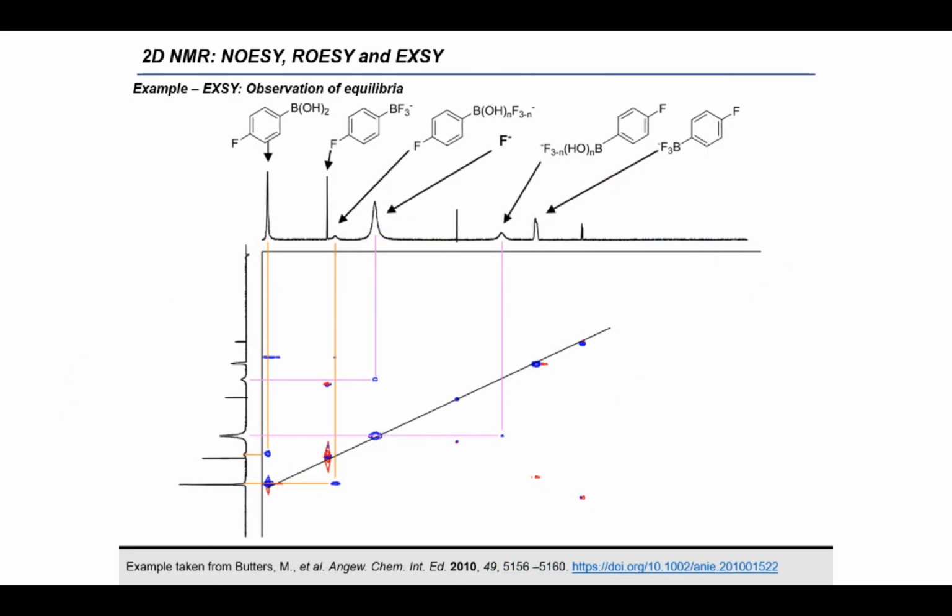This is also an example of an XY spectrum. So here we have a bunch of species in solution and they're all in chemical exchange with each other. And what we can see is that these two peaks here, we can see clearly that they're exchanging with each other, as are these two peaks here.